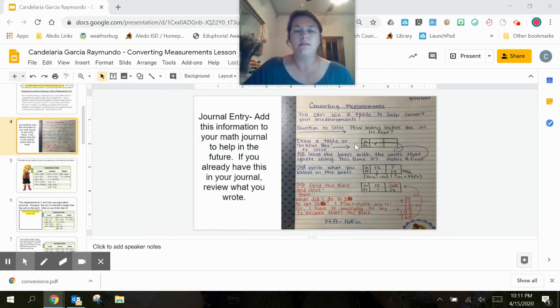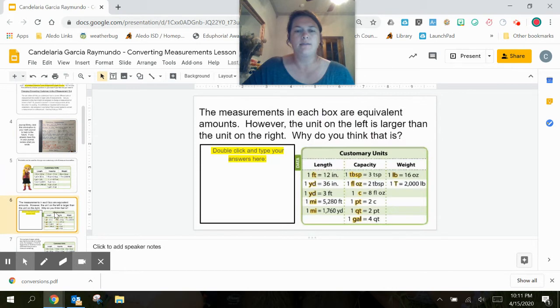So that's the whole idea of it. The next page says the measurements in each box are equivalent amounts. However, the unit on the left, the unit that's highlighted over here, is larger than the unit on the right. Why do you think that is? So 1 foot, feet, are larger than inches.